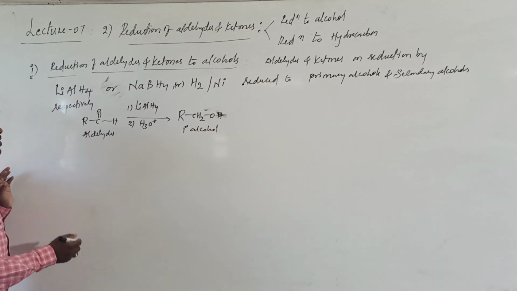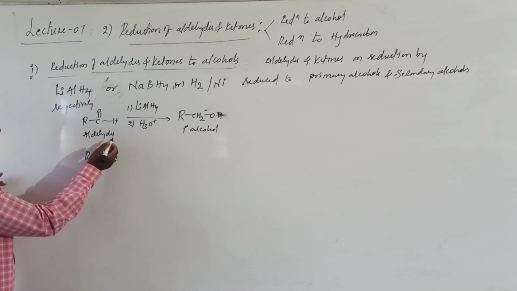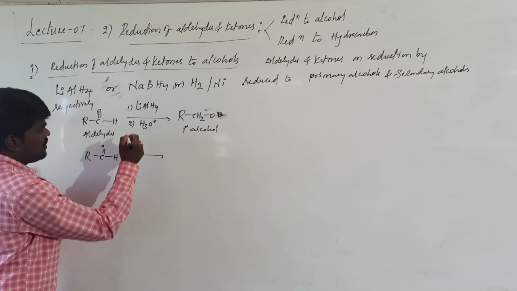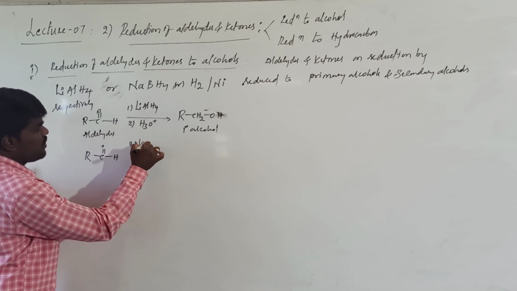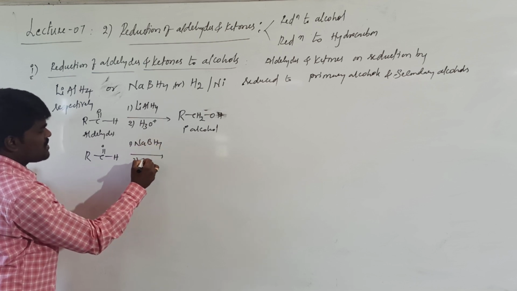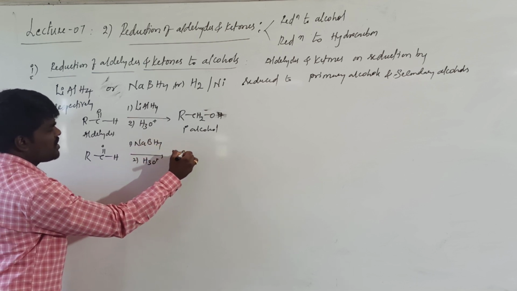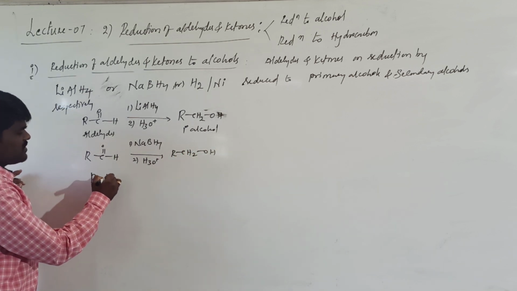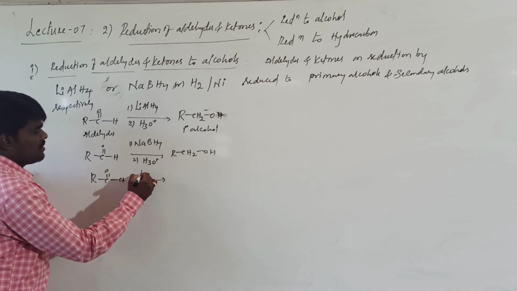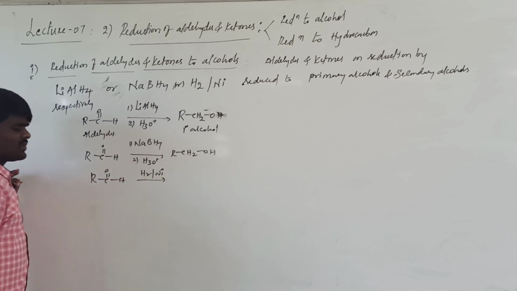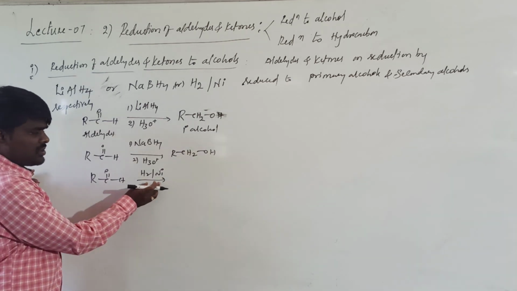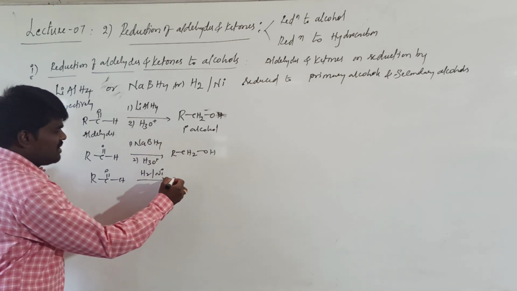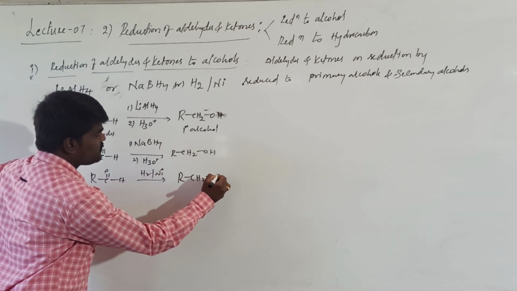The same reaction can also be carried out, instead of lithium aluminium hydride, by taking sodium borohydride followed by hydrolysis. It will also produce the same compound. Or you may take catalytic hydrogenation in presence of a nickel catalyst. You can take any catalyst like nickel, palladium, platinum, etc. It will be converted into primary alcohol.